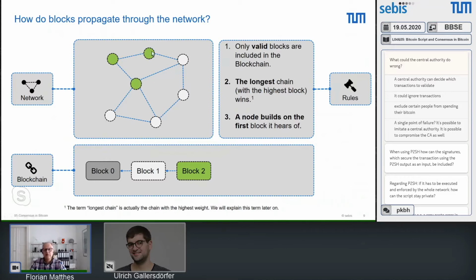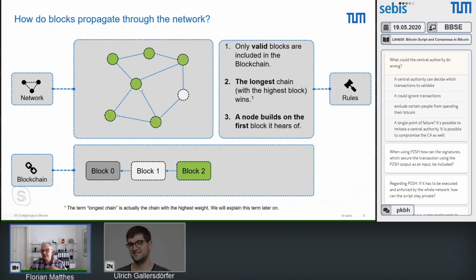Therefore, they would get the new block. They have the hash value of the previous block. They do the computation and find out it's valid. And therefore, they would say, now this is my new valid block because it's longer than the block they have. So with rule three, they build on the first block they hear from. Okay, so this was step one.